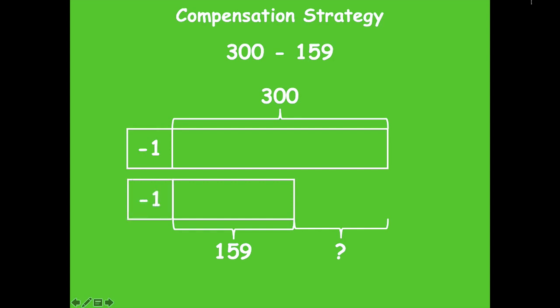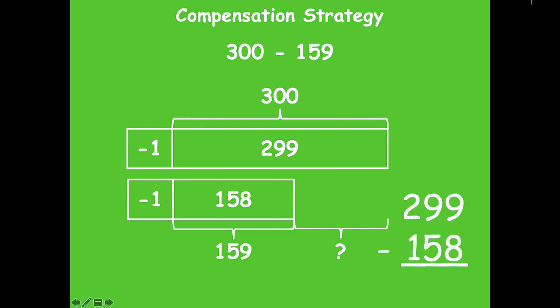So remember, what you do to one number, you have to do to the other. So we have 300 minus 1, which would give us 299. We have 159, and we would have to subtract 1 to get to 158. So now we can set that up vertically and solve this problem pretty quickly using our vertical form. So in the ones place, 9 minus 8 is 1. In the tens place, 9 minus 5 is 4. And in the hundreds place, 2 minus 1 is 1. So 300 minus 159 equals 141.